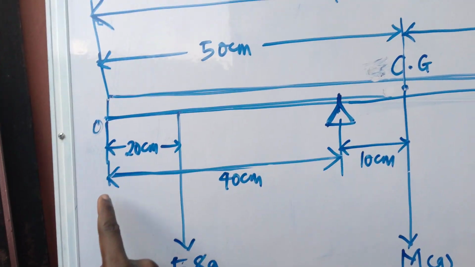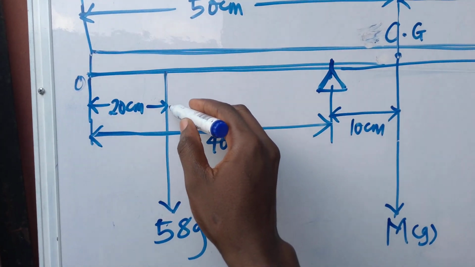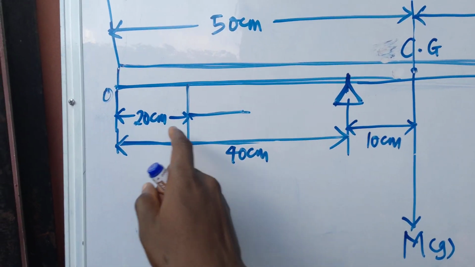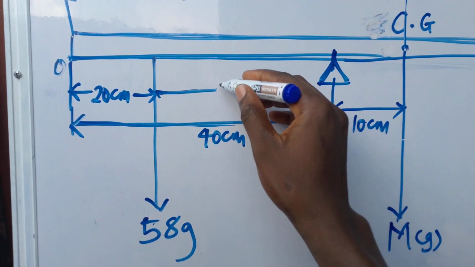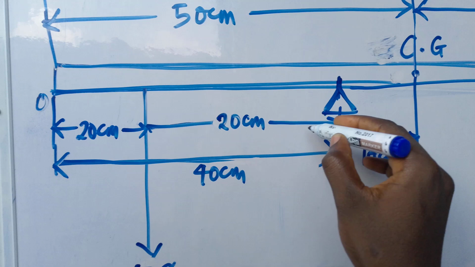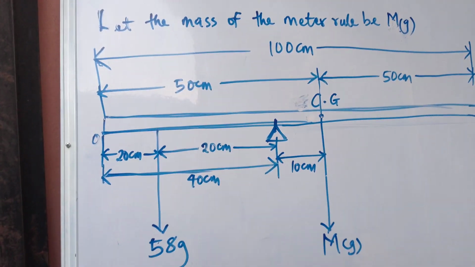Then if the distance from here to here is 40 and from here to here is 20, this other distance here will be 40 minus 20. You get this side as 20 centimeter. 20 centimeter distance. All right, so take note of that.